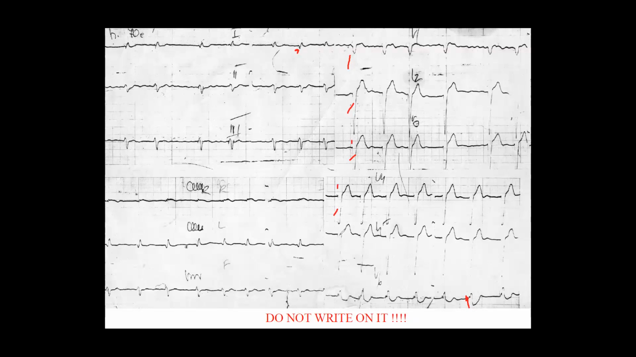This R is not propagating properly, because normally from V1 to V3 or V4 the R is getting bigger, the biggest one in V5, and the S is getting smaller, and the transition is between V3 and V4. But here it's the other way: immediately V5 and V6 are smaller. So we do have a pathological Q wave all the way in the anterior leads, especially in the lateral one as well, in V5 as well.